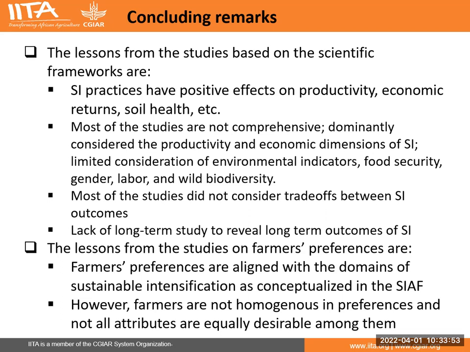The lessons from the studies on farmers' preferences are that farmers' preferences are aligned with the domains of sustainable intensification as conceptualized in the SIAP. However, farmers are not homogeneous in preferences, and not all attributes are equally desirable among them.